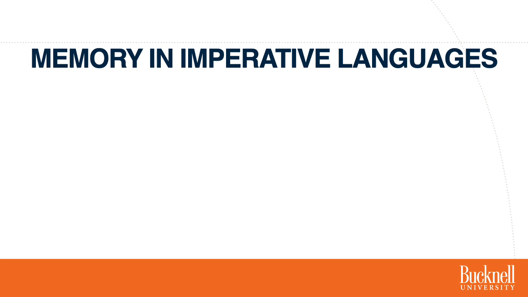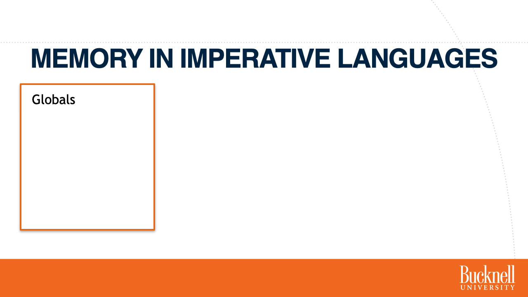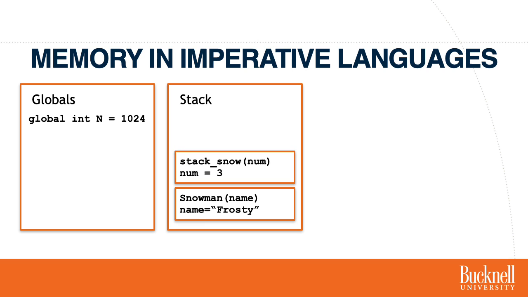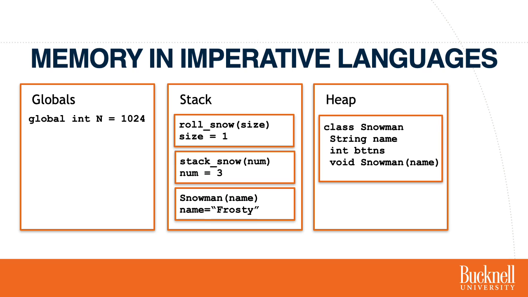In imperative languages, that is, languages like Python, C++, and Java, and not languages like Prolog, memory is typically divided into three parts: globals, for storing global variables; the stack, for storing calls to functions, and the parameters and local variables for each function. Each function's environment on the stack is called a stack frame; and the heap, which is for storing stuff.